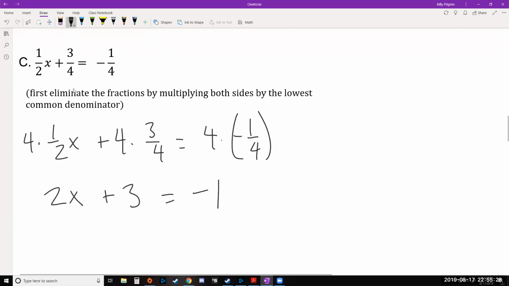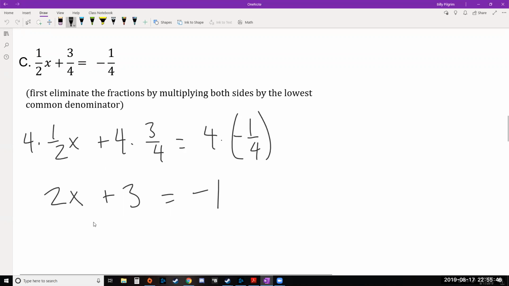This equation looks different from what we started, but it's technically equivalent. So in this first step, for any equation that starts with fractions, if you find the lowest common multiple of the denominators and multiply it on both sides, you should be able to cancel out all the denominators and then have an equation that's equivalent, but it has no fractions.